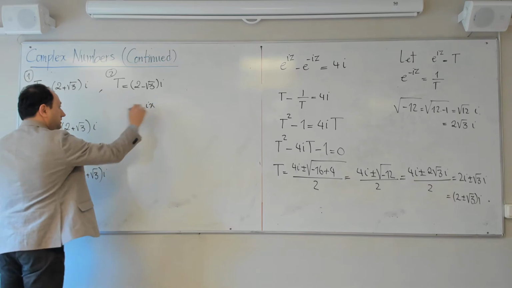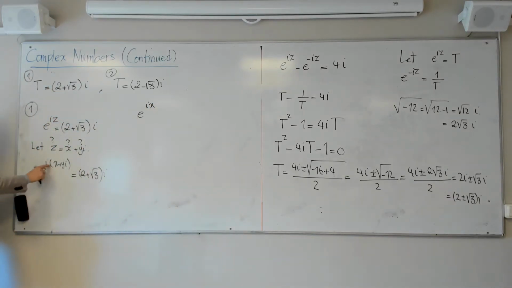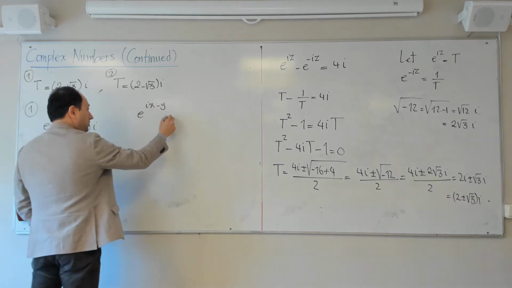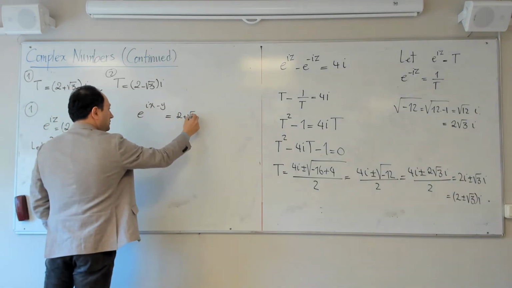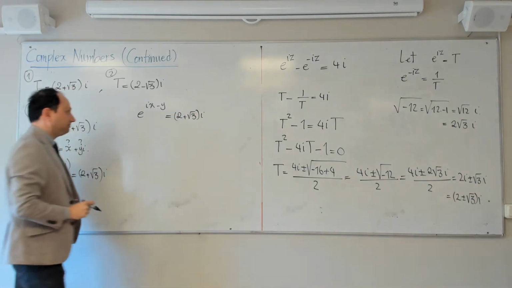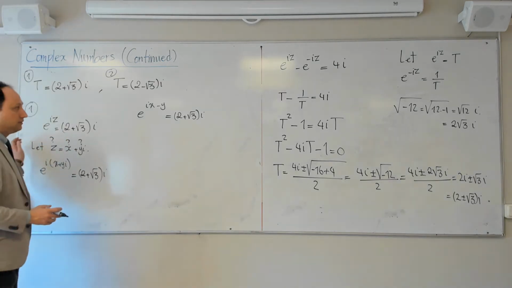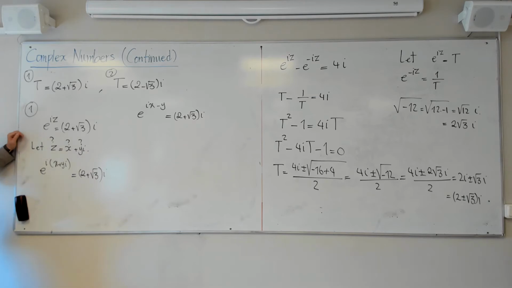So ix, I multiply i, it becomes minus y, is equal to 2 plus square root of 3 times i. I need to find x and y without the notion of ln. I can use ln if I am dealing with real numbers. If somehow you need real numbers, that's okay to take ln from. But this is not still in that form. So what is your suggestion how to continue?